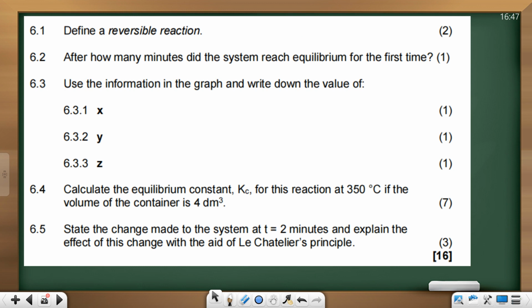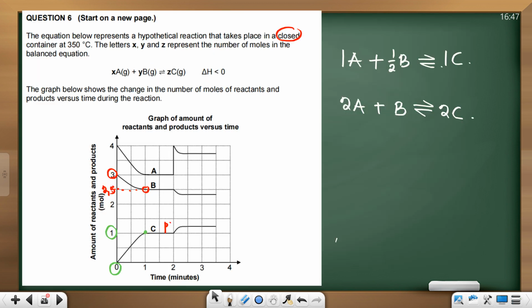Use the information to write down X, Y, and Z. I have done that. X is 2, Y is 1, and Z is 2. Can I get a thumbs up if you're okay? Can I get an okay if you're okay? Can I get a yes if you're okay? Can I get a yebo if you're okay? Yes?